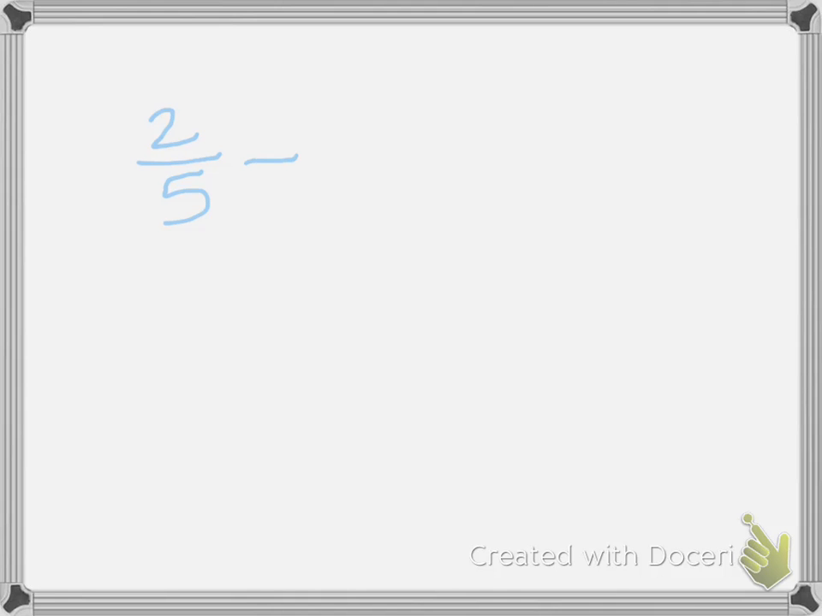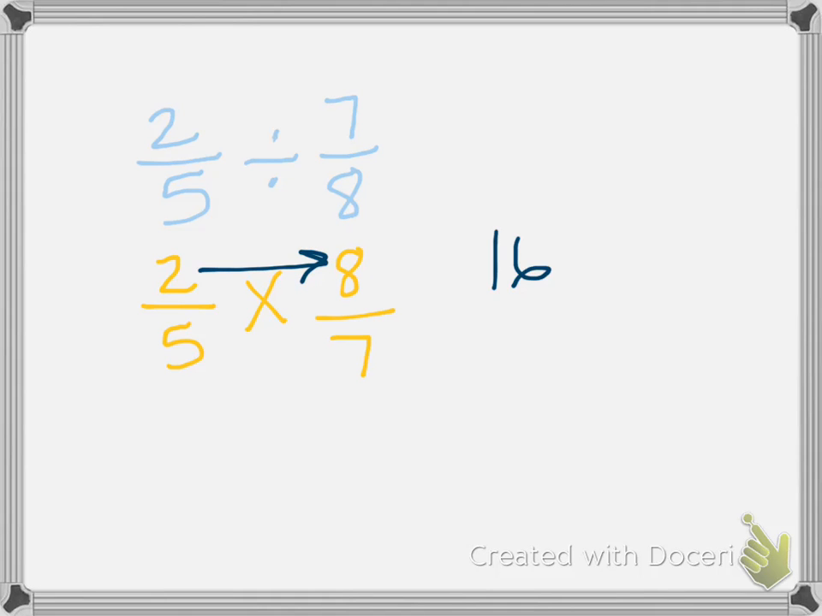2/5 divided by 7/8. The first thing I'm going to do is rewrite this as a multiplication problem. Keep the first fraction, change divide to multiply, and flip the second. It becomes 8/7. Now I'm going to follow my same steps from yesterday. Top times top, 2 times 8 is 16, bottom times bottom, 5 times 7 is 35.